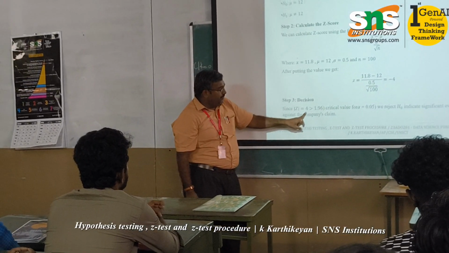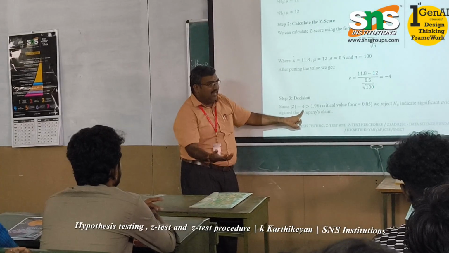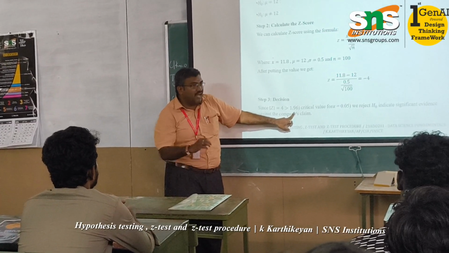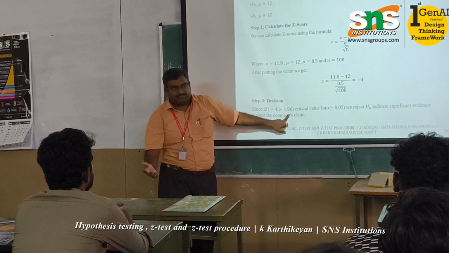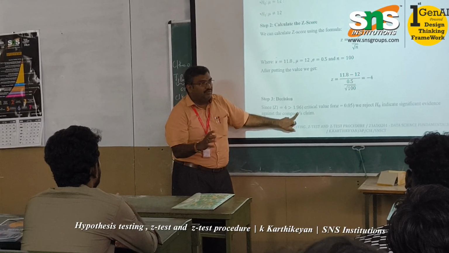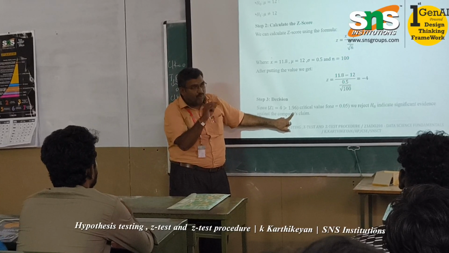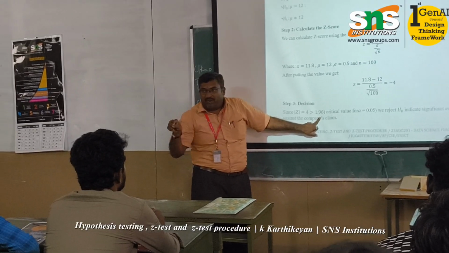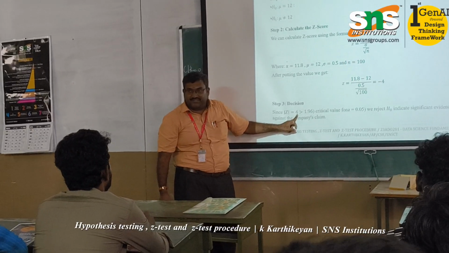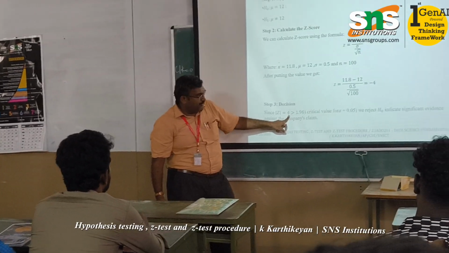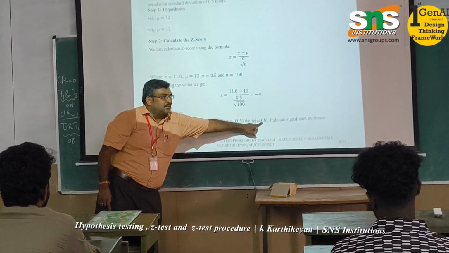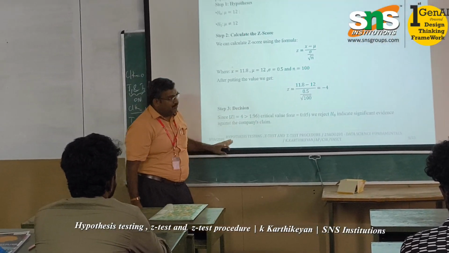So compare to analyze: the computed value 4 is greater than 1.96. Whether you reject or accept? Our critical values are minus 1.96 and plus 1.96. But what is the result? The result is plus 4. What is the condition? Rejected. So this is the statement about the particular process.